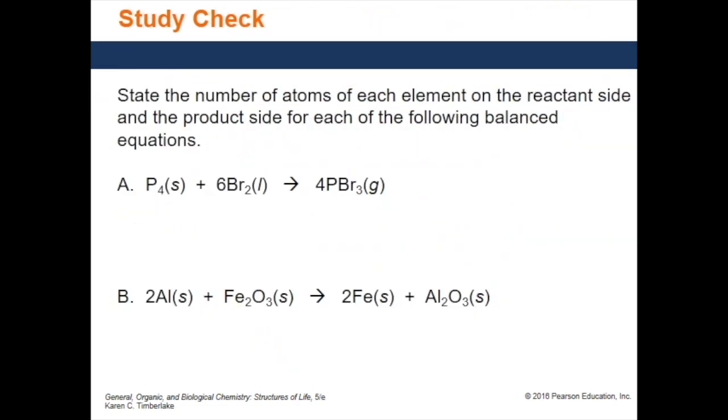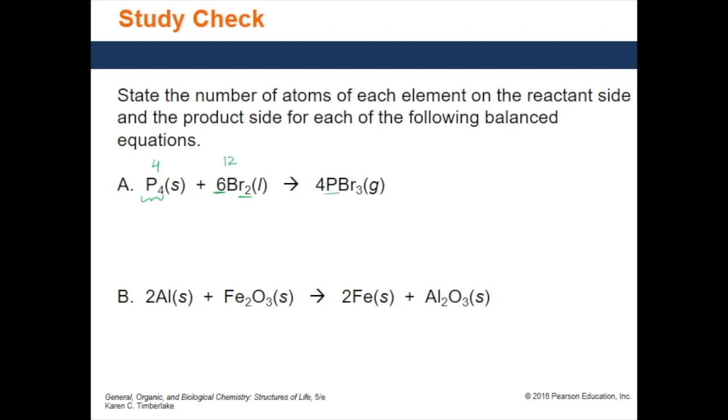There are some more examples here for you guys to try. This reaction is chemically balanced already, but you guys can try and balance it out by yourself. The question is asking, state the number of atoms of each of the elements on the reactant side and the product side for each of the following balanced equations. So remember, these equations are already balanced. The question is asking how many atoms of each do we have. So in here, phosphorus, how many atoms do you see? 4. How many atoms of bromine do we have here? Again, coefficient times the subscript gives you 6 times 2, which is 12.